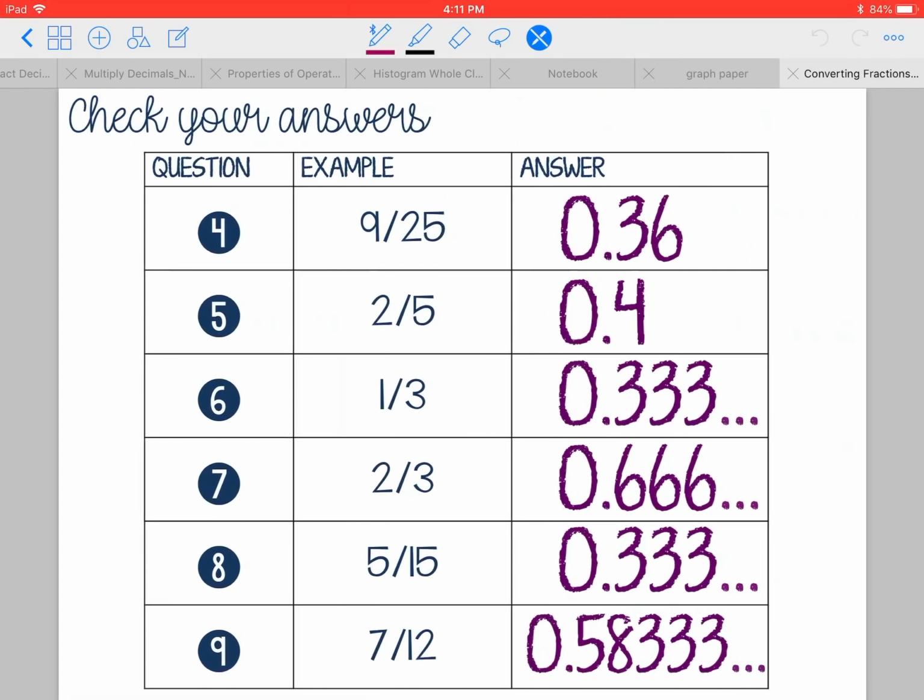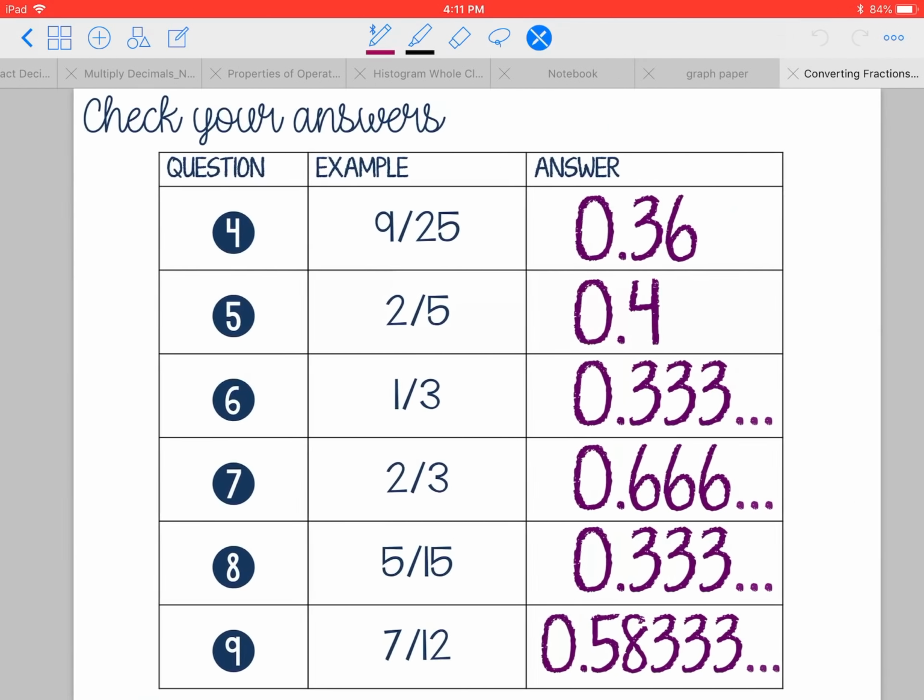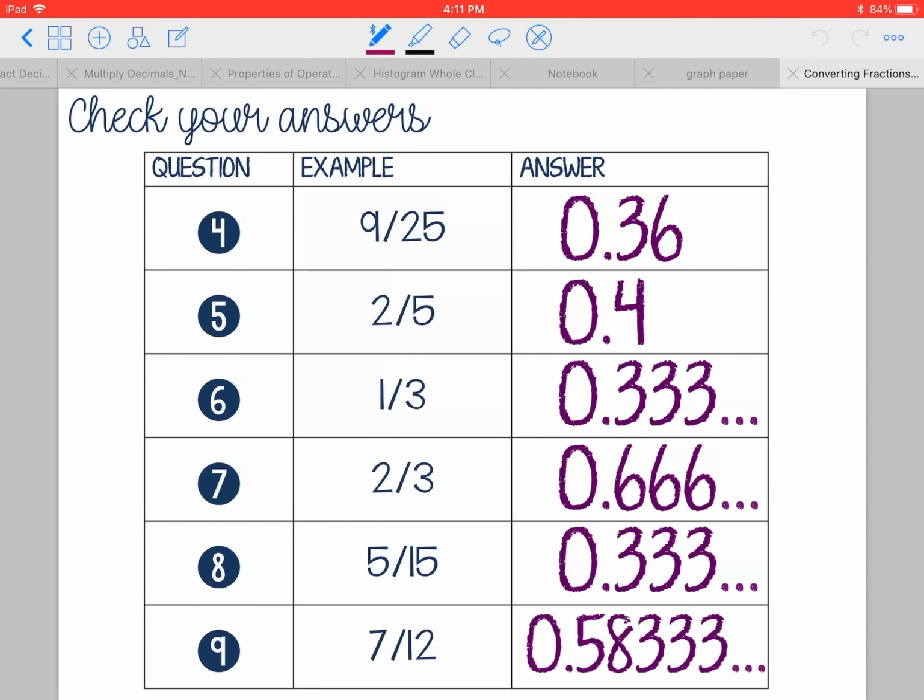All right, so check your answers. For question 4, 9/25 is going to give us a decimal of 0.36. Number 5, 2/5. You can either have 0.4 or 0.40. Number 6, already did 1/3 with you, but the decimal is 0.333 repeating. Number 7, 2/3 is 0.66666 repeating forever.